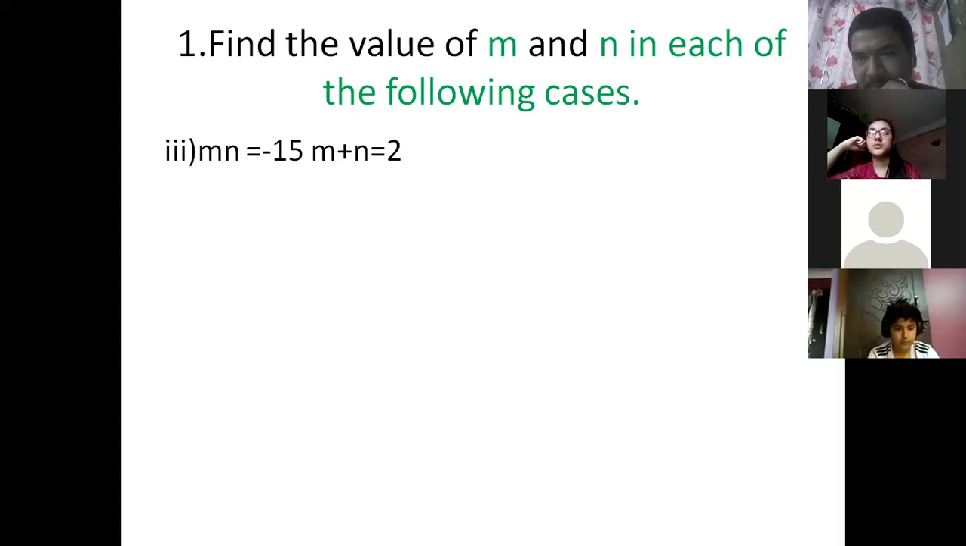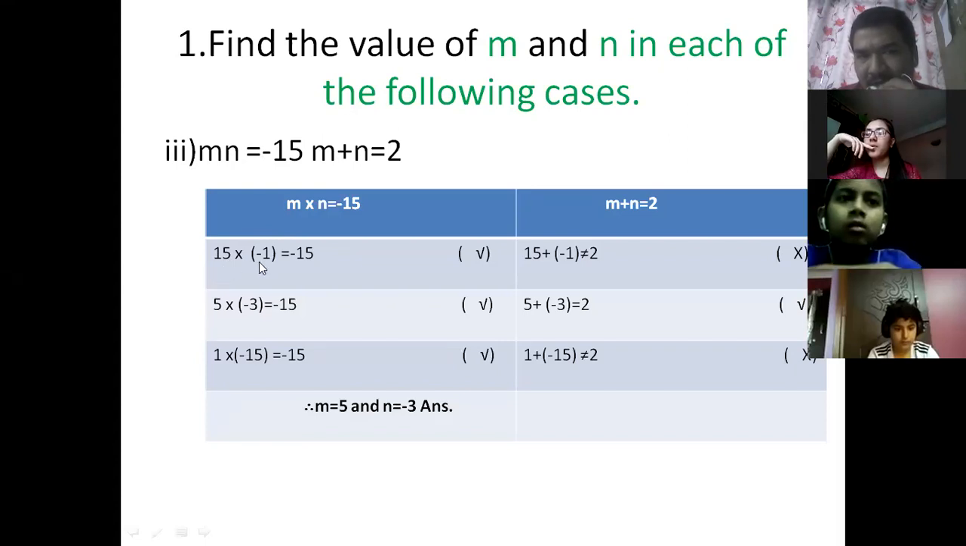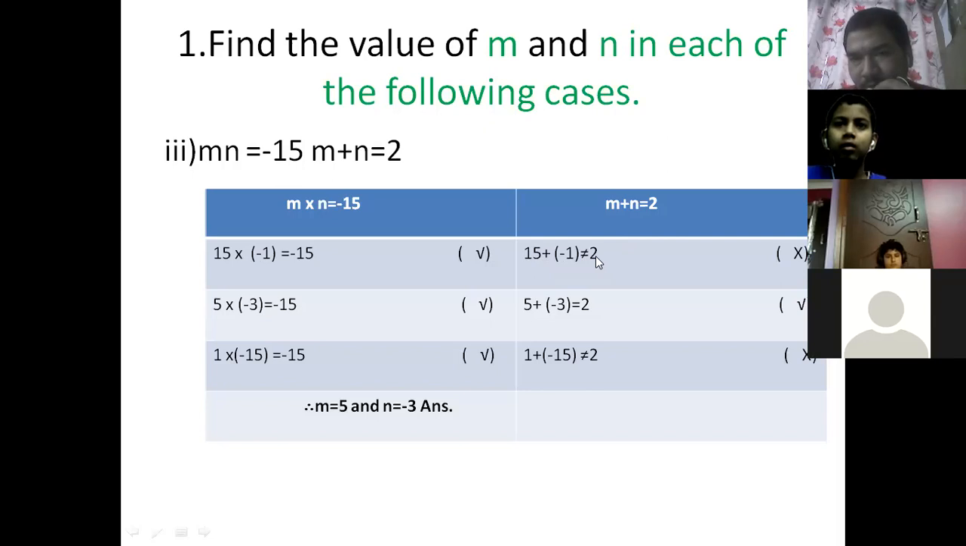Can you tell, children? Look here, I have shown 15 into minus 1, what will be there? Minus 15, you are absolutely right. And 15 plus minus 1, this is negative, that's why we have to put it in a bracket. 15 plus minus 1 means 15 minus 1, which is what? 14, which is not equal to 2. That's why it is false.